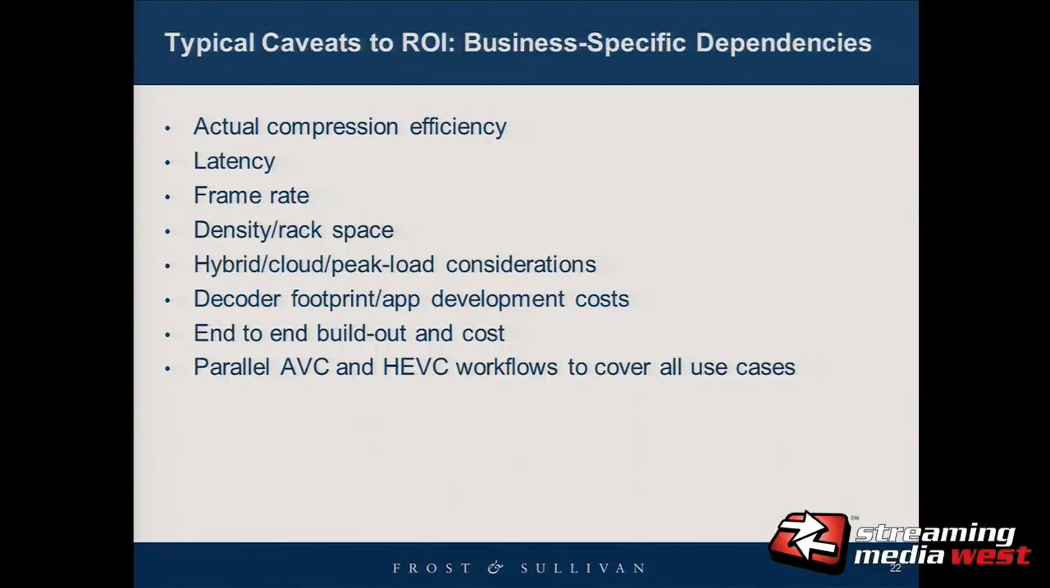So just to wrap everything up, these are the typical caveats to ROI. Certainly look at the encoder costs, certainly look at the bandwidth savings, but consider the actual compression efficiency that matters in the context of the latency and what frame rate you're using. So if you're getting a 20% increase in bit rate, but you're going from 24 frames per second to 60 frames per second, then there may be value to that for you.